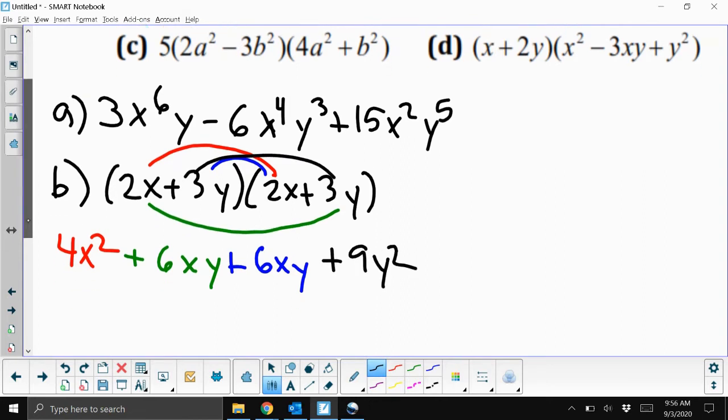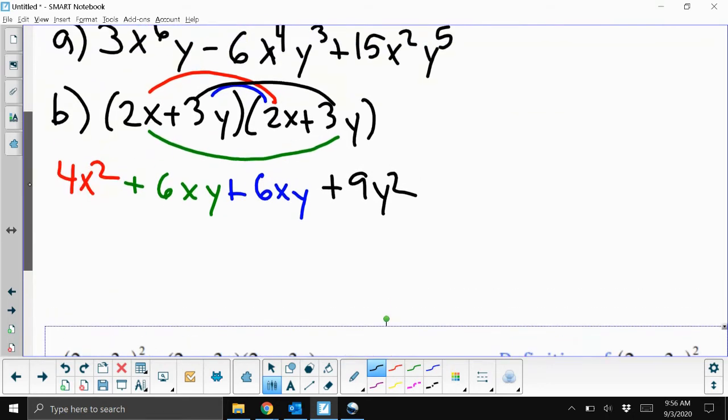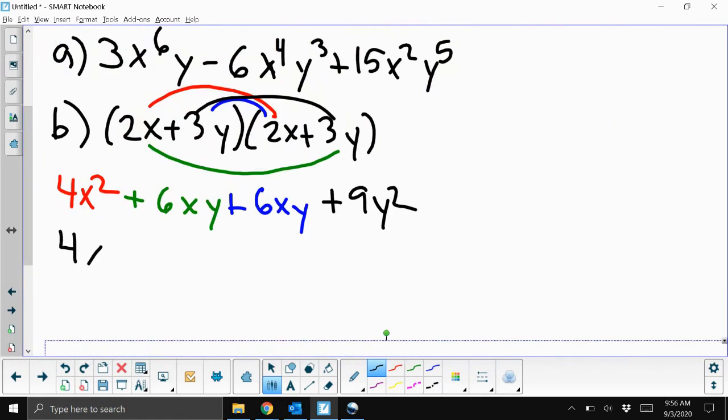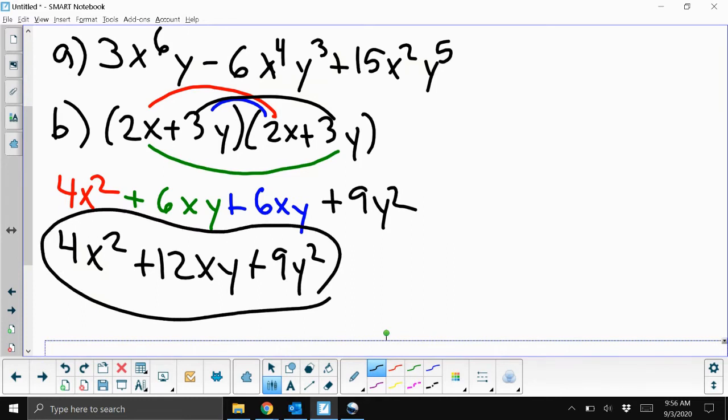So now we just need to combine our like terms here. So we have 4x squared plus 12xy plus 9y squared, and we are done. Not too bad, right?